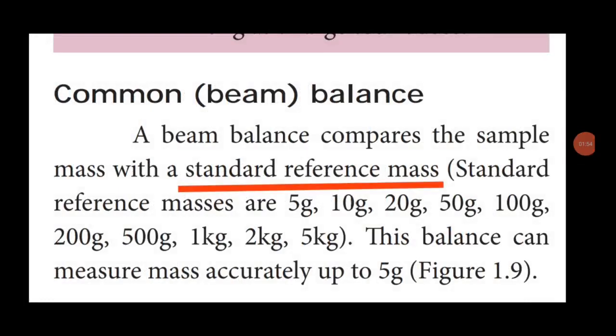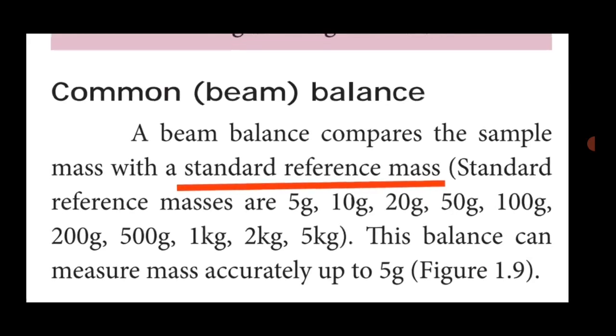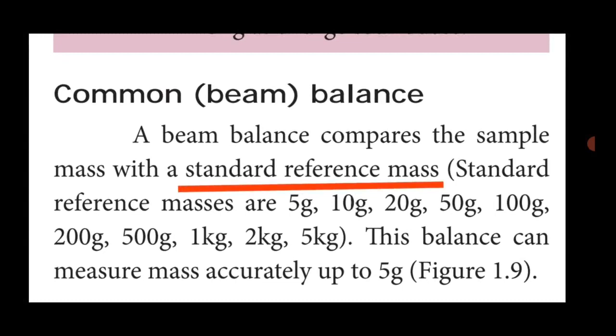The first measuring instrument is the common balance or beam balance. The beam balance compares the sample mass with the standard reference mass. What are the standard reference masses? They are 5 gram, 10 gram, 20 gram, 50 gram, 100 gram, 200 gram, 500 gram, 1 kilogram, 2 kilogram, 5 kilogram. This balance can measure mass accurately up to 5 gram only.